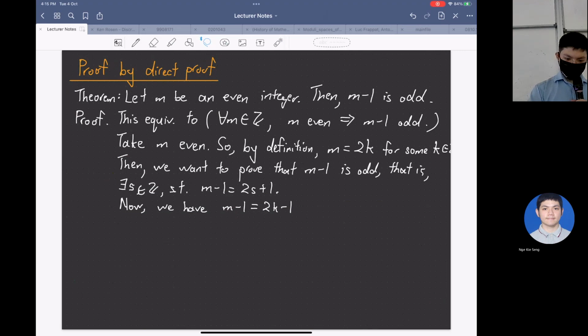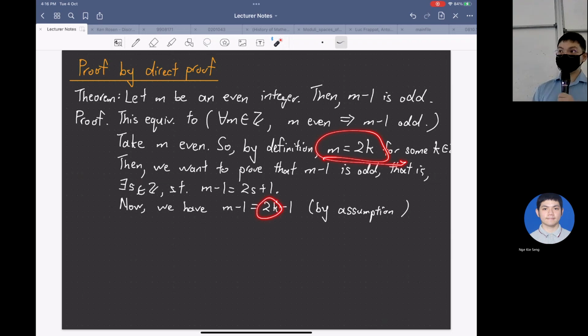Okay, so do you know how to get this line? This is by assumption, right? Because we know that m equals 2k. So I just substitute, right? But I need to get into this form here, 2x plus 1, but this one is 2k minus 1, right? So how? Anyone got any idea?